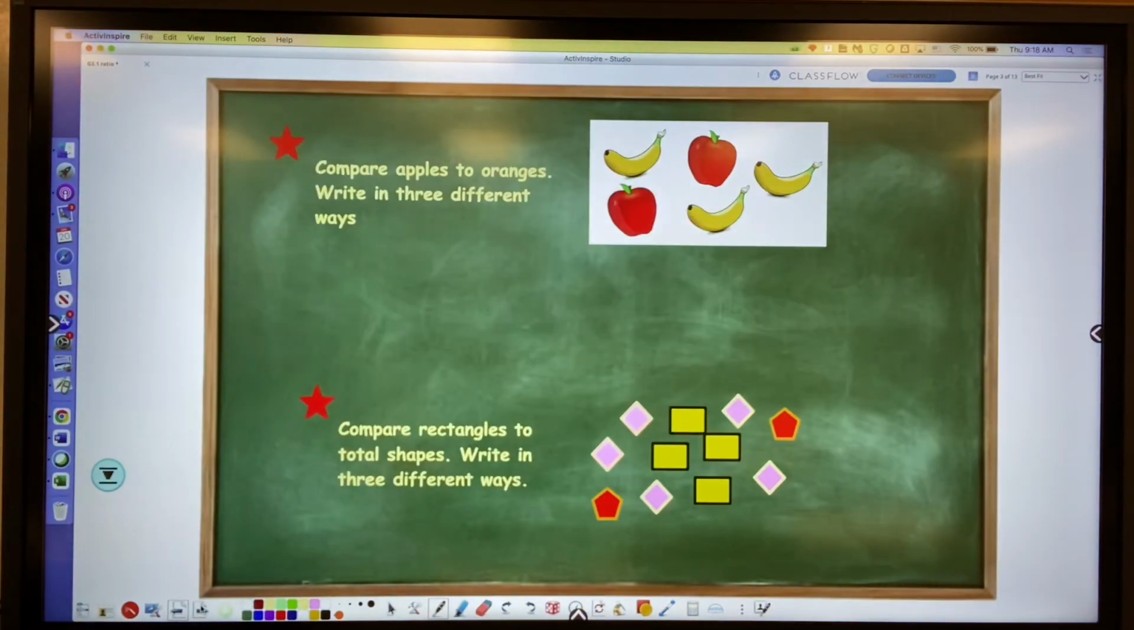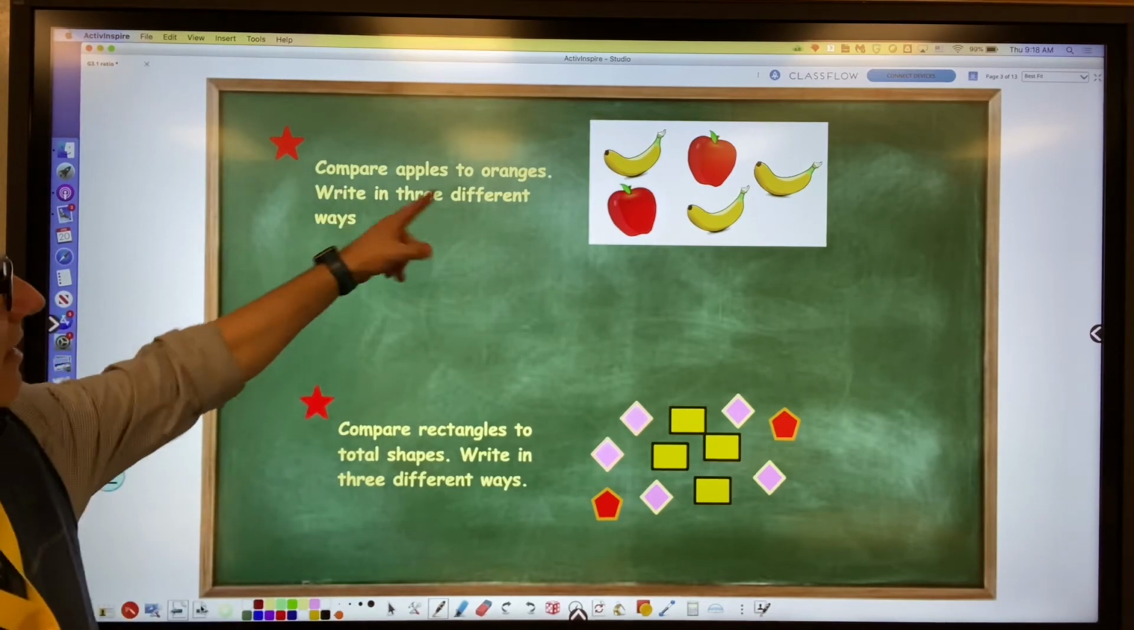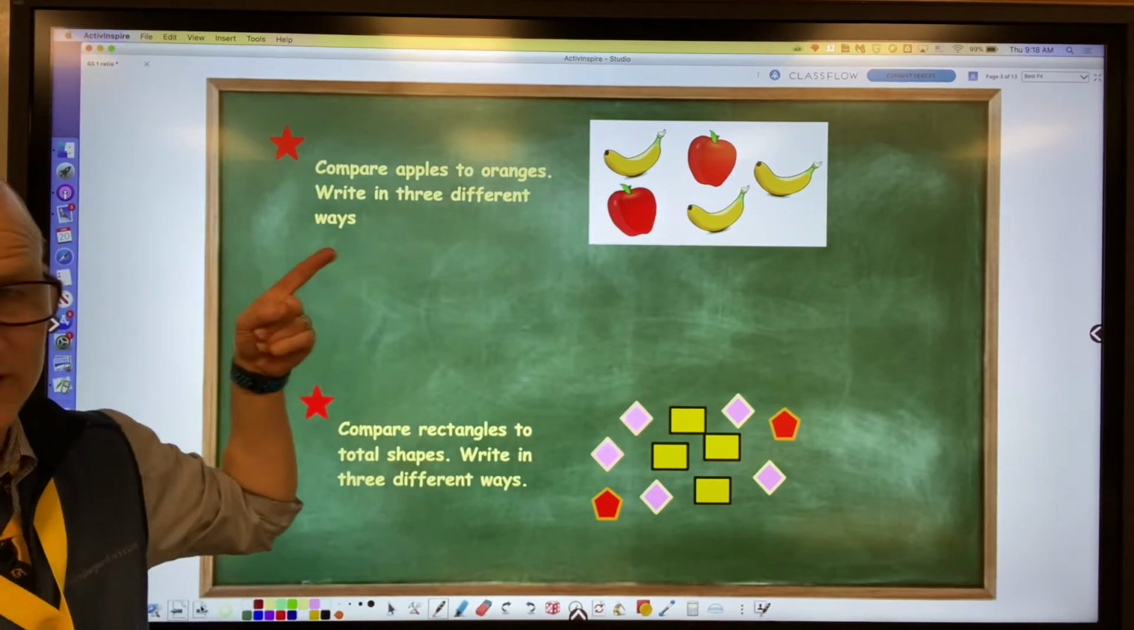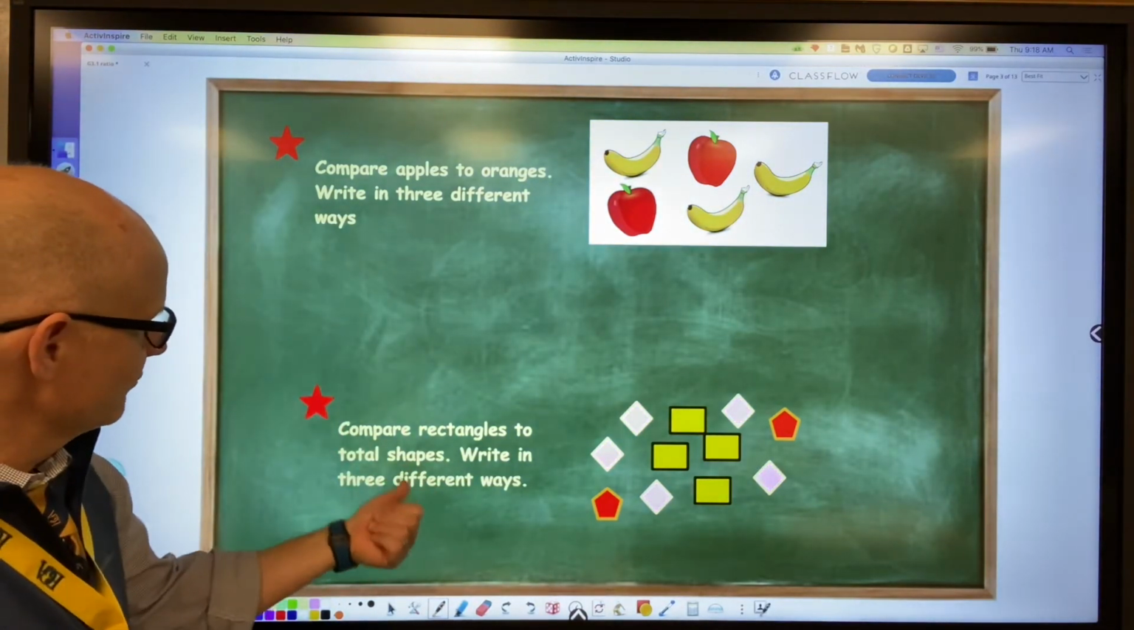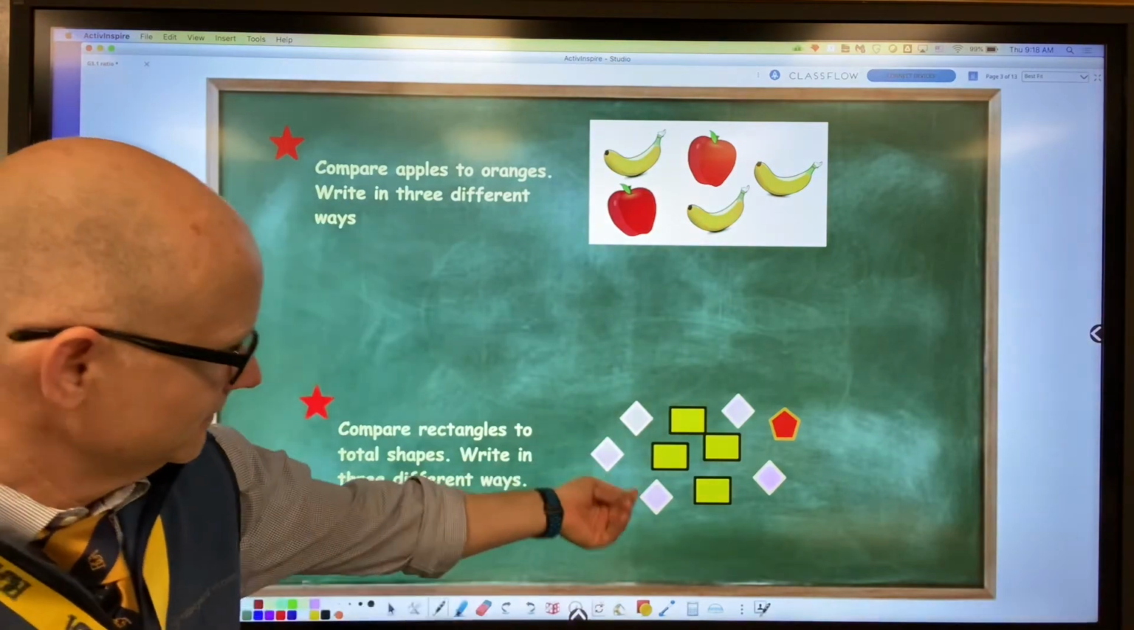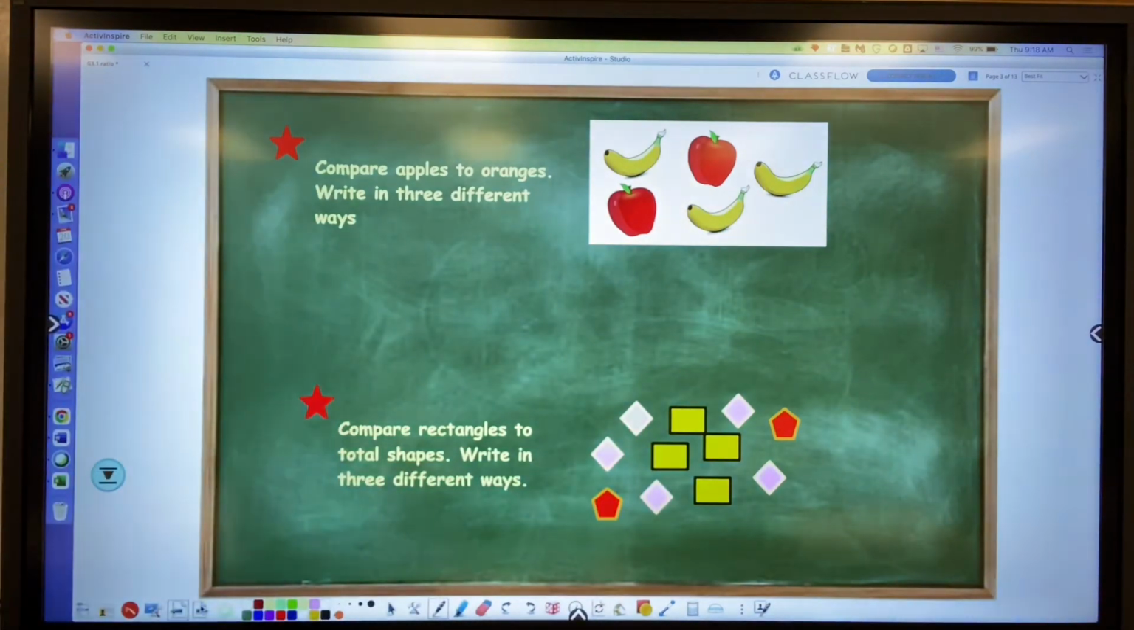So now you guys try, okay? Here, I want you to compare the apples to the oranges and write it in 3 different ways, like we just did on the previous slide. And then down here, compare the rectangles to total shapes, writing it in 3 different ways. All right? Do that, press pause.